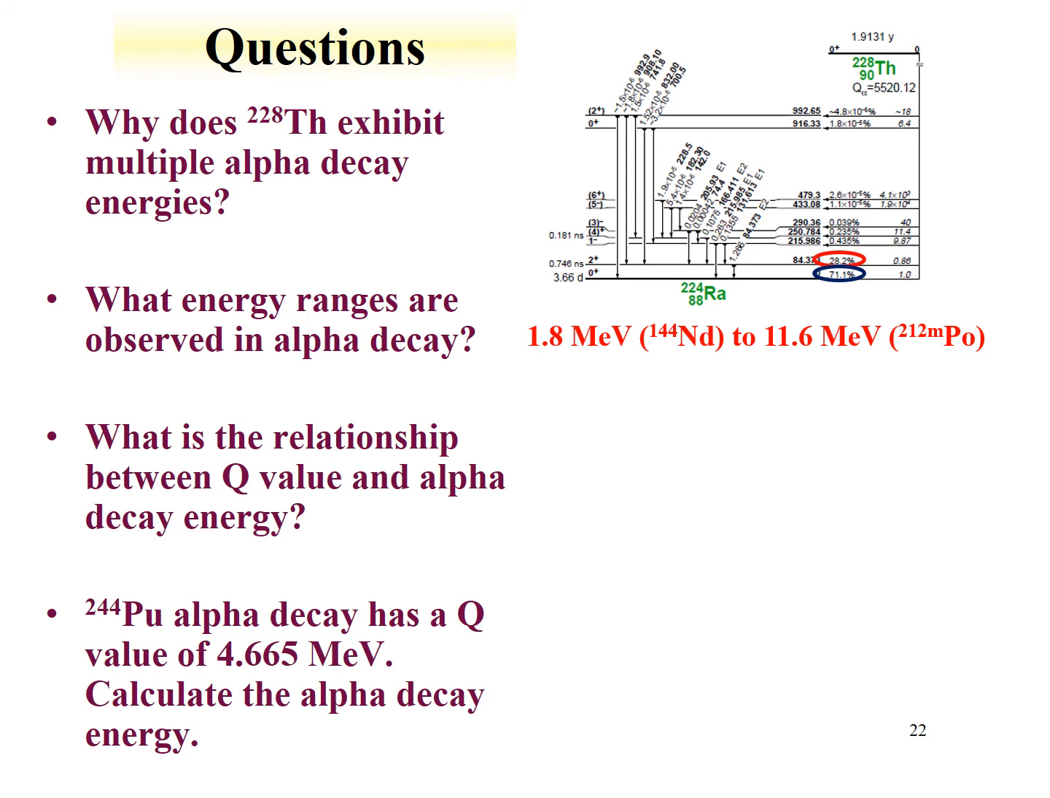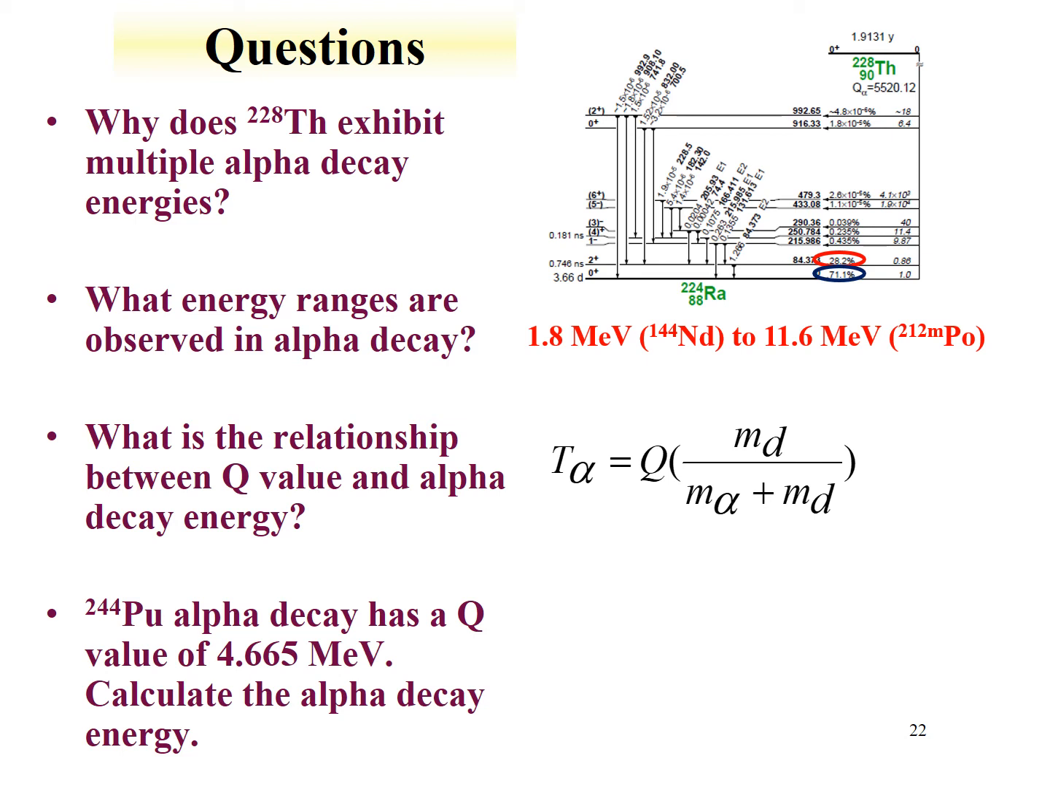What is the relationship between alpha decay energy and the Q value? Well, there's an equation. The Q value, that's the total energy of the decay, times the mass of the daughter divided by the mass of the daughter plus the mass of the alpha particle is equal to the alpha decay energy. And this has to do with recoil. The daughter recoils one way and the alpha particle goes another route. So you can use this equation to use the Q value to determine an alpha decay energy.